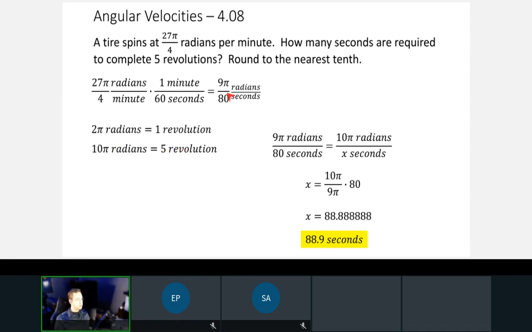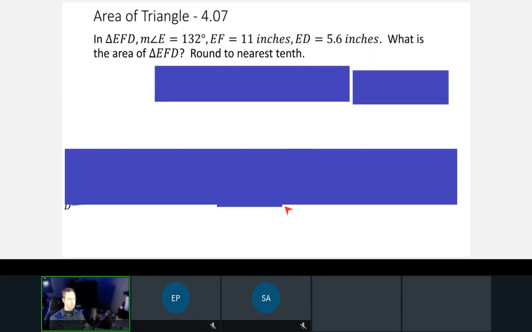Then from here, using this, we set up a proportion that way. 9 pi radians over 80 seconds equals, we want to know how many radians. Well, 5 revolutions is 10 pi radians. That's on top. X seconds, and then we just solve it just the same. I think this way, it makes sense, but maybe not as much sense. So maybe the previous page is probably, I think, easier to understand. But this is another way, and I can still think of one more way to do this problem, but I don't show it.